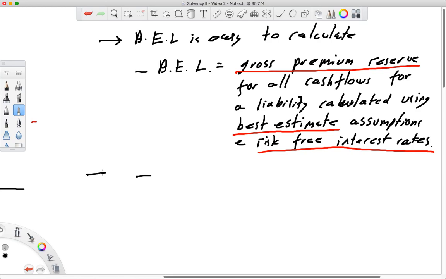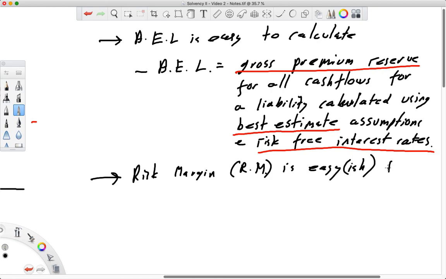So keep putting my bullets in the wrong place. So risk margin, RM, is easy-ish to calculate.